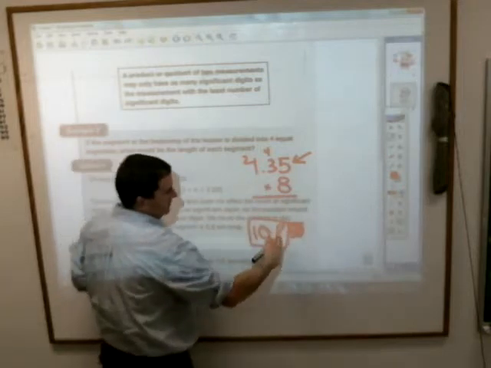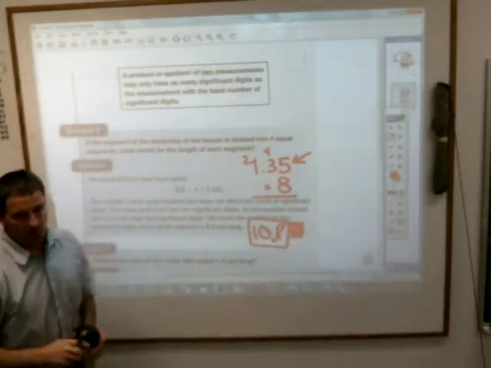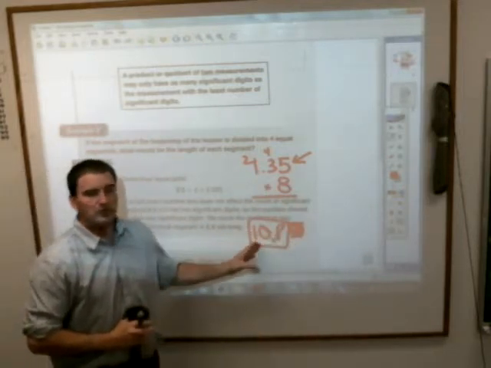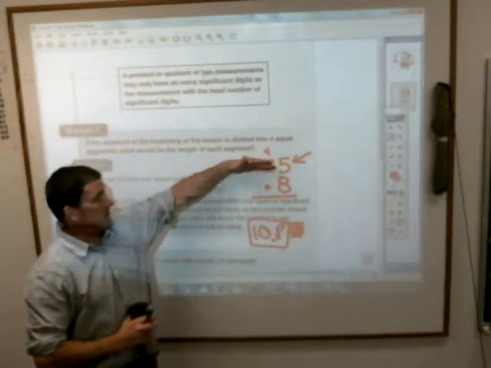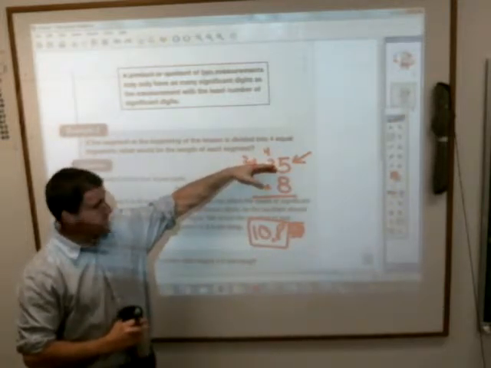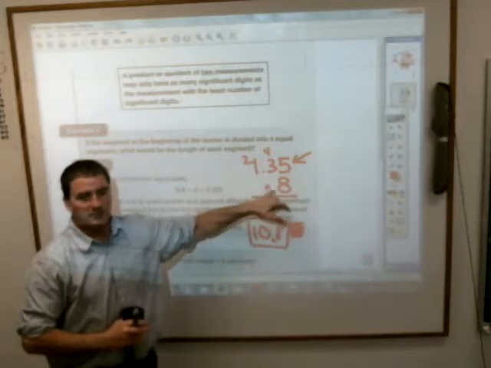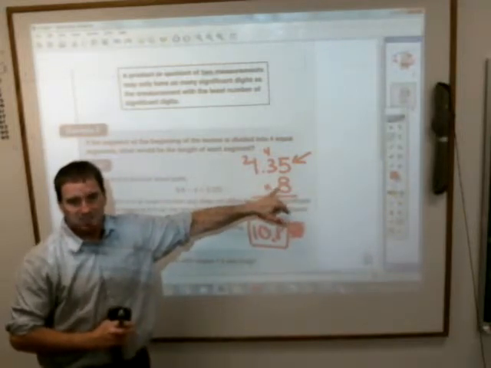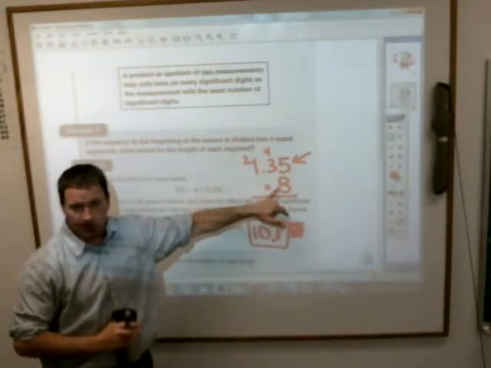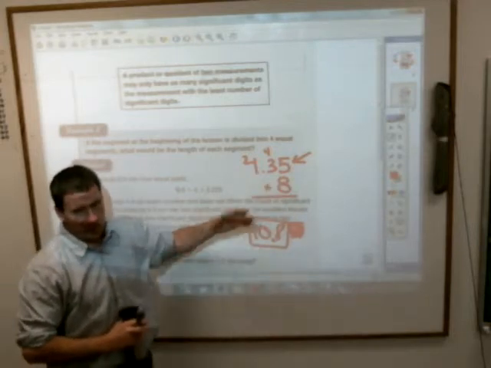And had that been a different number besides 0, you'd still cross it off anyway, because you're only allowed those 3 significant digits, because this was a measurement that you made times 8. The 8 doesn't count for significant digits because it's an exact number. I know there's 8 desks, I didn't measure 8 desks, it's a countable number, it's exact.